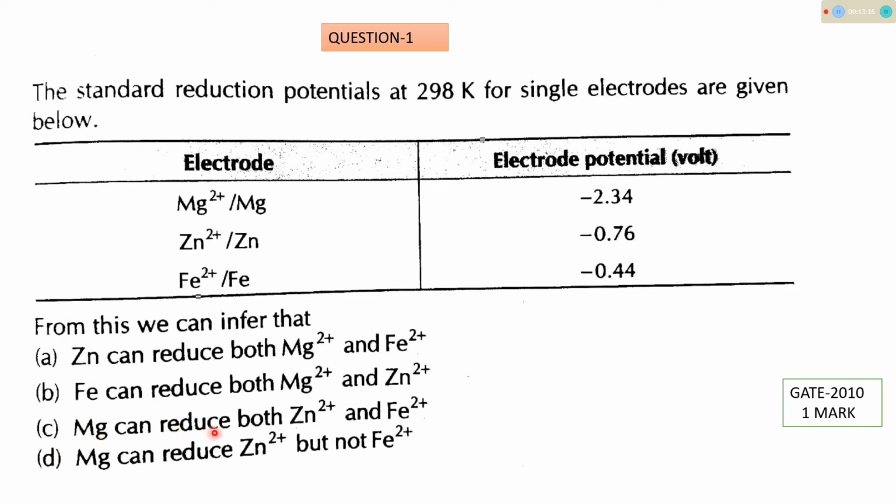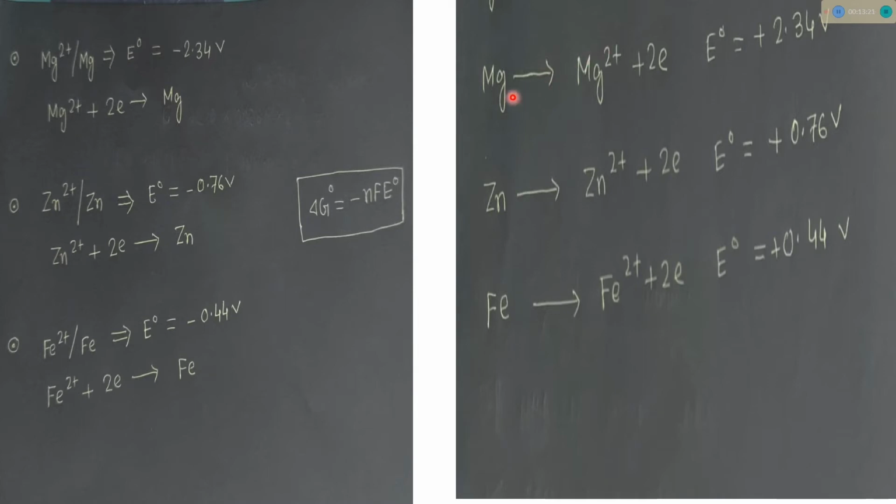C. Magnesium can reduce both Zn2 plus and Fe2 plus. See, yes, when the E0 value is more positive, del G0 becomes more negative for these reactions, meaning these reactions happen readily, meaning magnesium is oxidized easily. If we couple magnesium with zinc, then these 2 electrons will be taken up by Zn2 plus, and Zn2 plus converts into neutral zinc. So magnesium is oxidized and Zn2 plus is reduced. So magnesium can reduce Zn2 plus to its neutral analog.